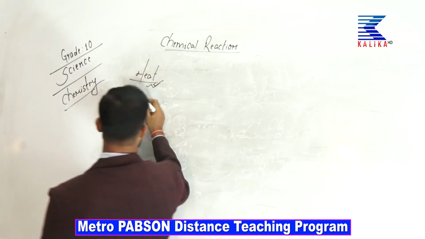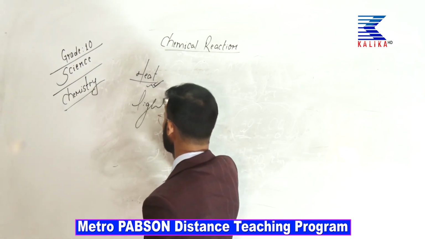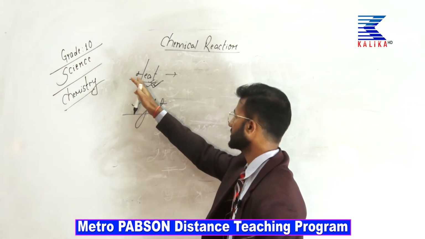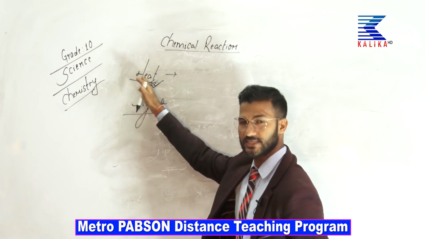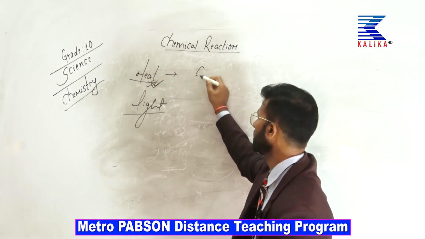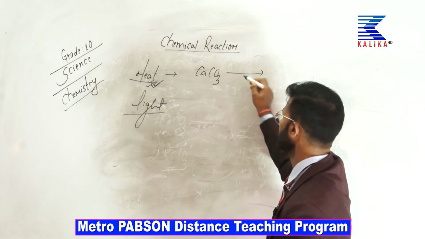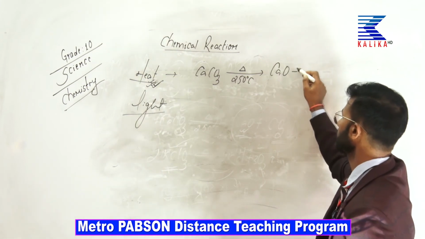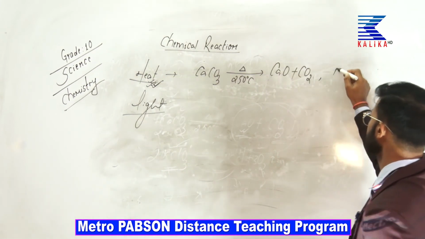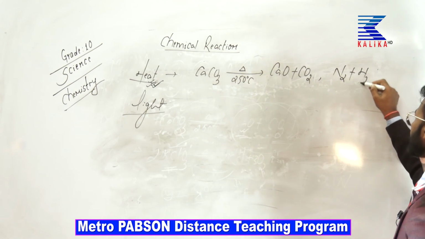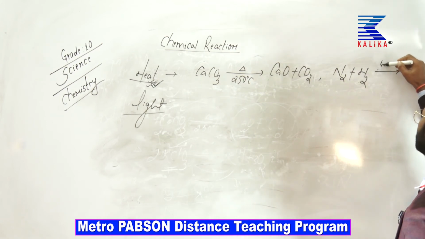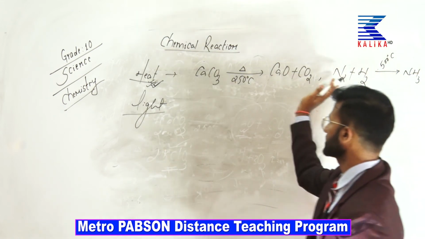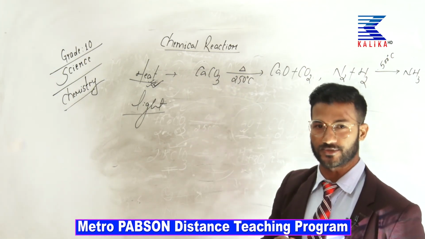Likewise, the next point is light. But first, let me give some examples of chemical reactions that initiate with the supply of heat. CaCO3: look here, this reaction needs heat at around 250 degrees Celsius. It forms CaO plus CO2. Likewise, another example: nitrogen and hydrogen react only when the temperature is around 500 degrees Celsius. These are examples which do not occur without the supply of heat.